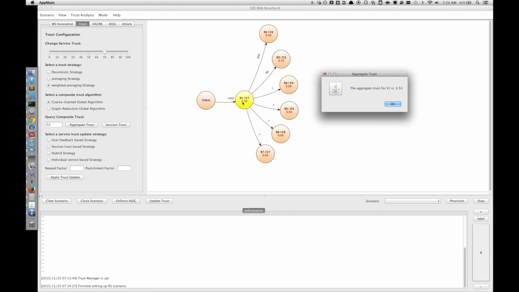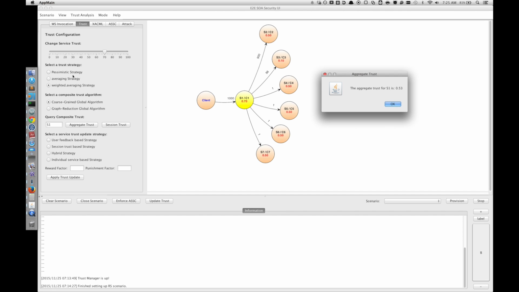Because if S1 is untrusted, then none of the inputs from other services will be trusted as well. Overall, the effect of S1 on the whole application is much higher than any of these other services. Therefore, the weight of S1 is higher, and since S1 is more trustworthy, the trust is 0.7, then the overall trust value has increased to 0.53 from 0.47.